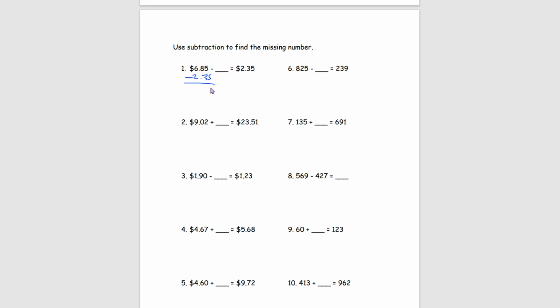We have 5 minus 5 gets us 0. 8 minus 3 gets us 5. Bring down the dot. And we have 6 minus 2 equals 4. So our answer for number 1 is $4.50.